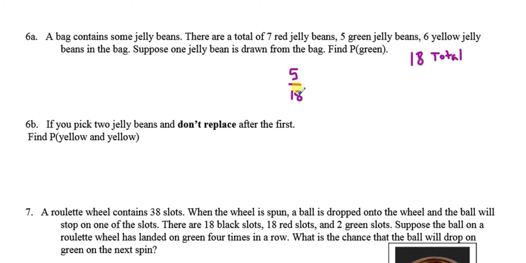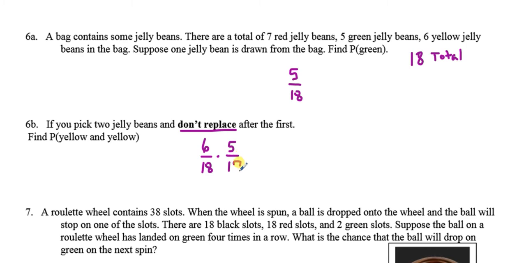And if you just do 5 divided by 18 on your calculator, if the answer comes up as a decimal on your multiple choice, just do 5 divided by 18. If you pick 2 jelly beans and don't replace the first, so that's important, find the probability of getting a yellow, and then a second jelly bean that's a yellow. So you pick one out, you eat it, and pick another one out, and you get 2 yellows. So the first one, you have 6 yellow jelly beans out of 18. And the probability of getting that next jelly bean, now it's multiplication, is there's 5 yellow jelly beans left, and there's only 17 total jelly beans.